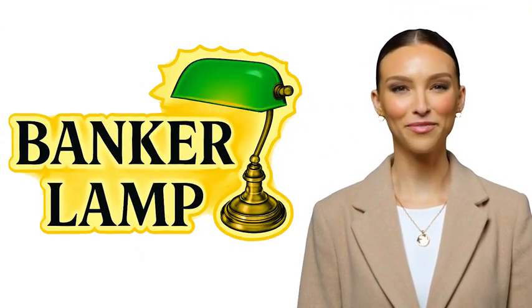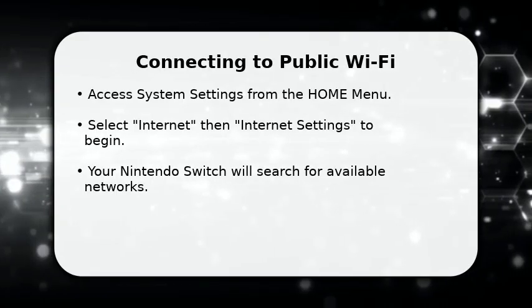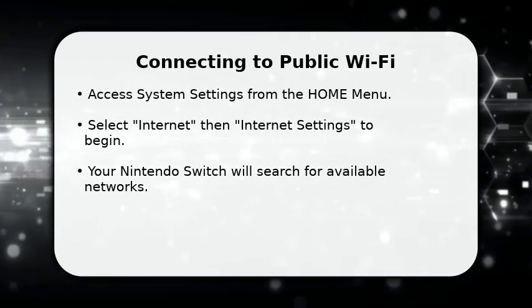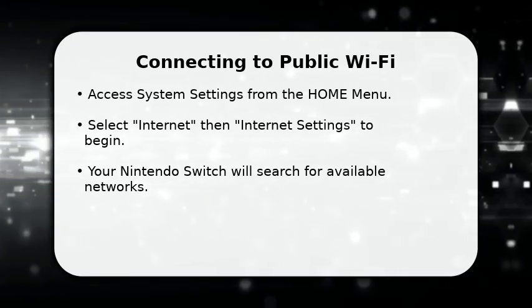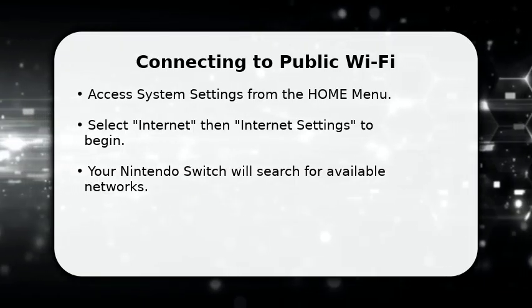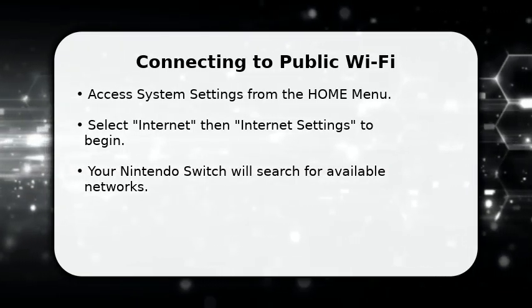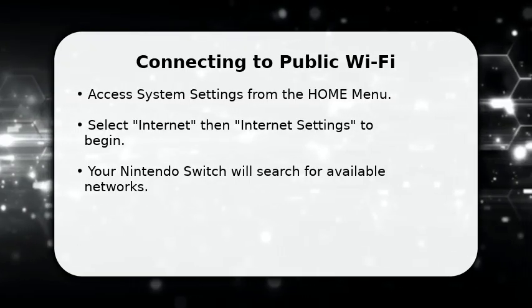Please enjoy the video. In this video, I will explain how to connect your Nintendo Switch to public Wi-Fi. First, from the Home menu, navigate to System Settings. Scroll down and select Internet, then choose Internet Settings.